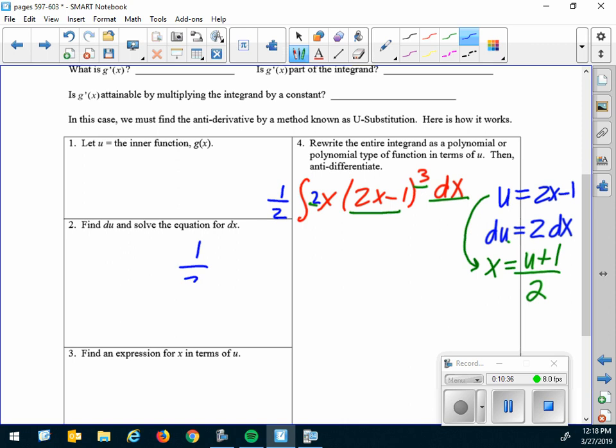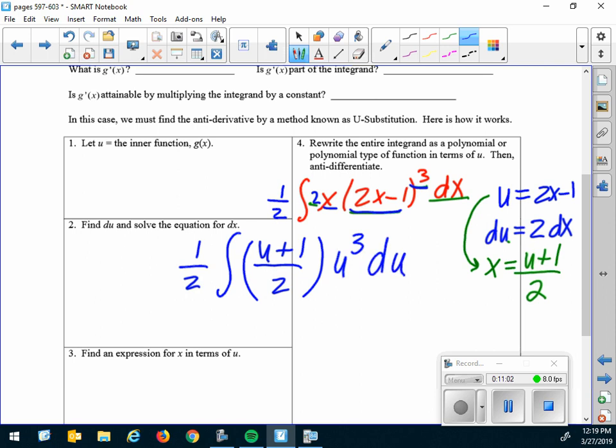I've got 1/2 times the integral. Now, this x right here is u plus 1 over 2, right? This is u to the 3rd power, right? And then my du. Now, believe it or not, that's not difficult. Let's get it to a place where you can see that it's not difficult.